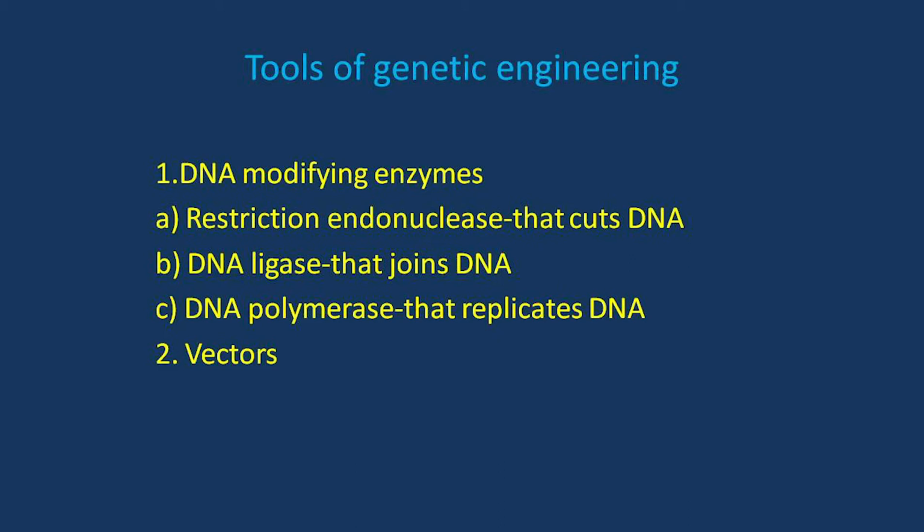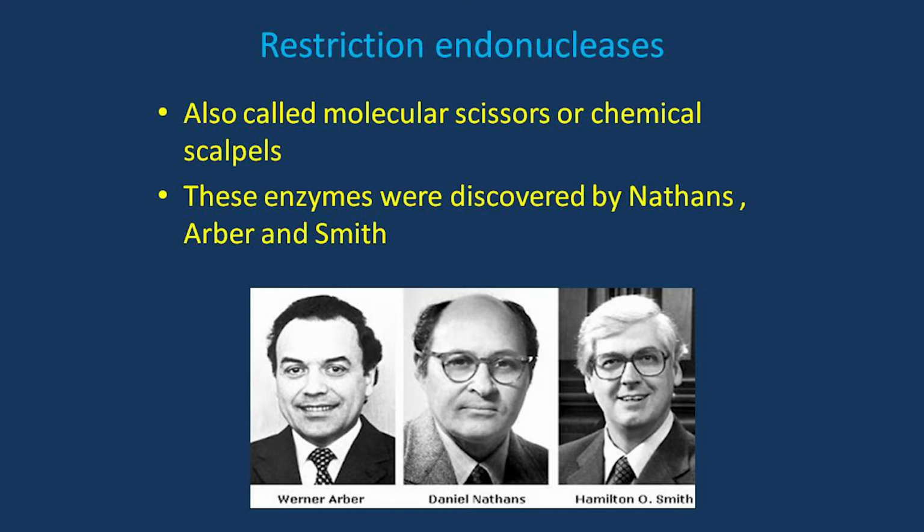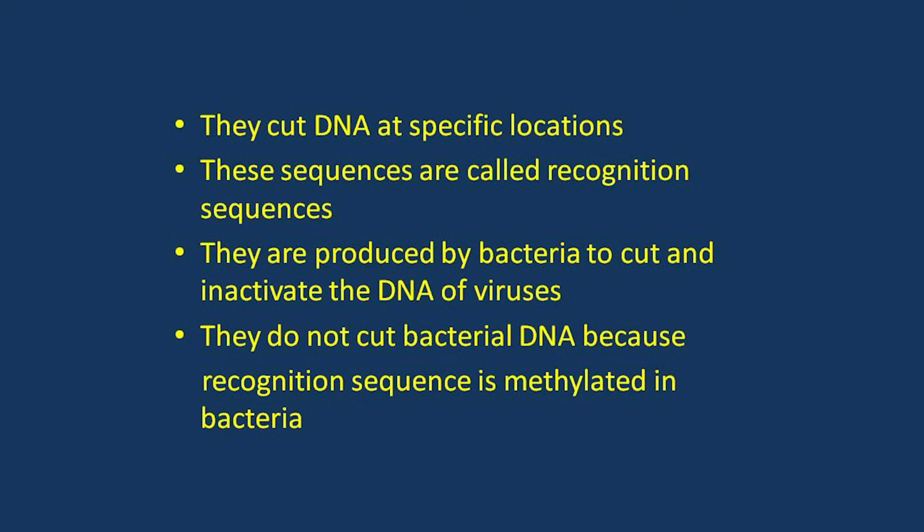Second tool is vectors. First, let us talk about restriction endonucleases. They are also called molecular scissors or chemical scalpels. They were discovered by Nathans, Arber and Smith, who got the Nobel Prize for this discovery. These enzymes cut DNA at specific locations. They are called recognition sequences. They are produced by bacteria to cut and inactivate the DNA of viruses. They do not cut bacterial DNA because the recognition sequence is methylated in bacteria.